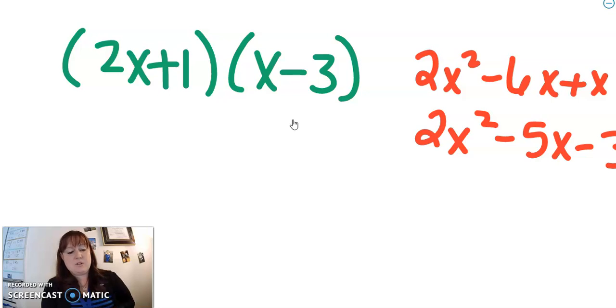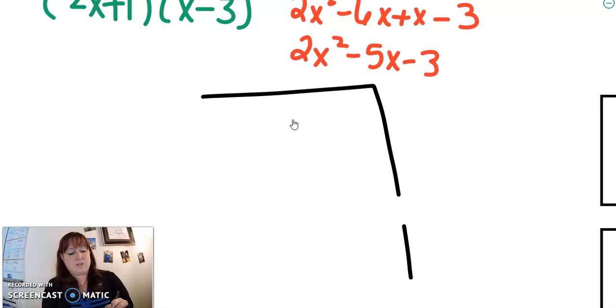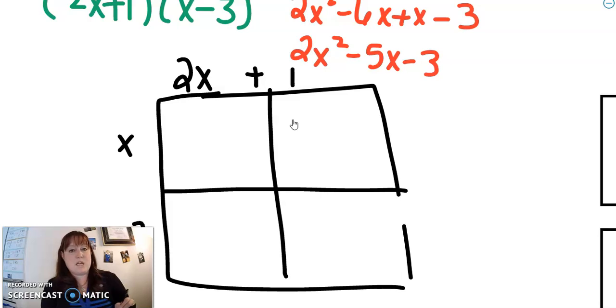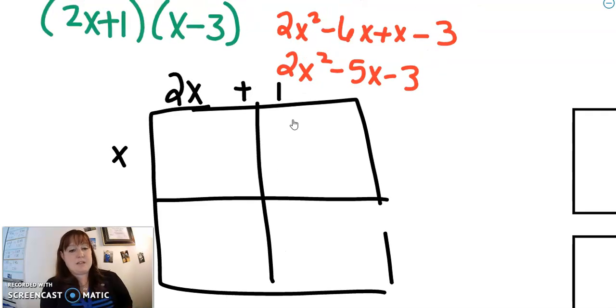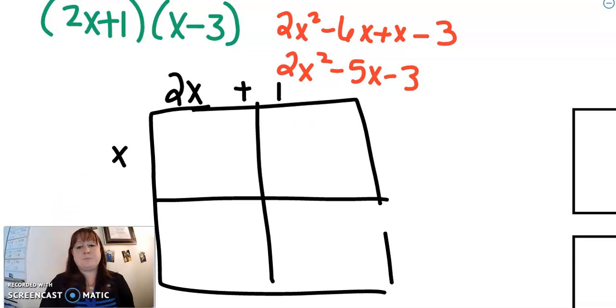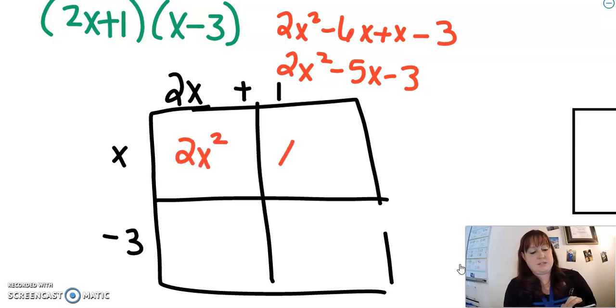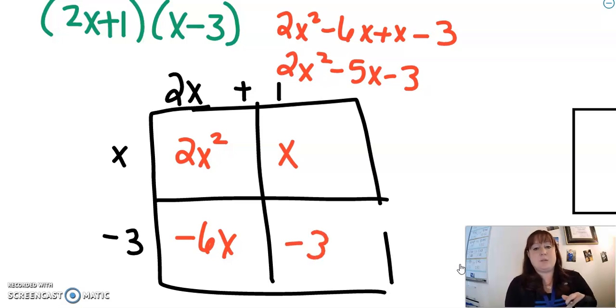So if I was going to multiply these two factors with the area model, I would draw myself a box and put the factors here, 2x plus 1 and x minus 3. Really, it's just a way to set up exactly what we've always done in FOIL. It helps us multiply the first, the outside, the inside, and the last. So here we get 2x squared plus x minus 6x minus 3. It's the exact same thing we got with FOIL, just in a slightly different format, right? Then we add them together and we get the red equation.